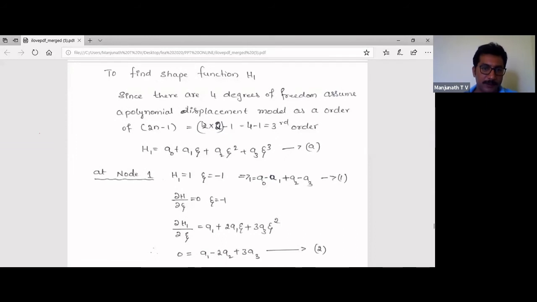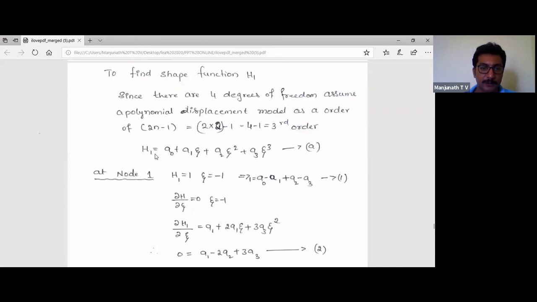Okay, before going to calculate the shape function for h1, we need to consider a polynomial for some degree of freedom. So here h1, there are 4 degrees of freedom in a particular beam element. 4 degrees of freedom means we have got 2 nodes. So how are we able to calculate the order of the polynomial for a particular shape function?